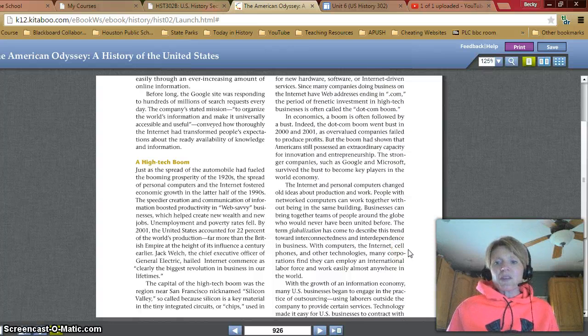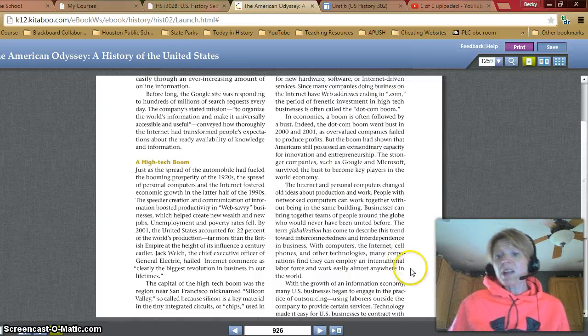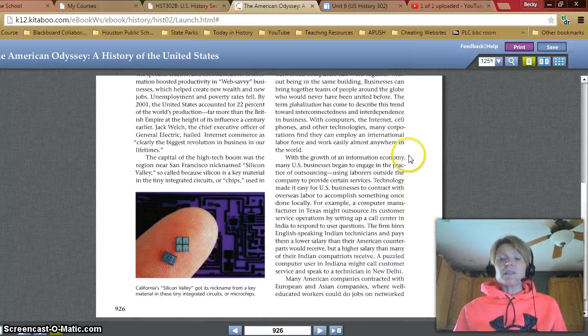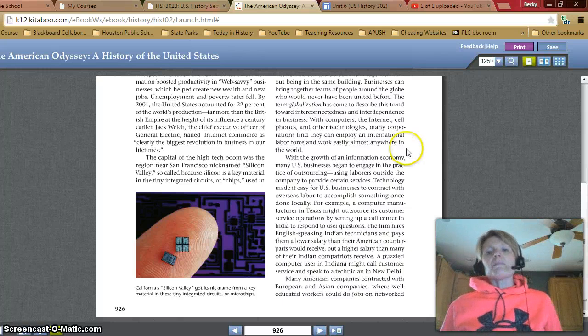With computers, the internet, cell phones, and other technologies, many corporations find they can employ an international labor force and work easily almost anywhere in the world. With the growth of an information economy, many U.S.